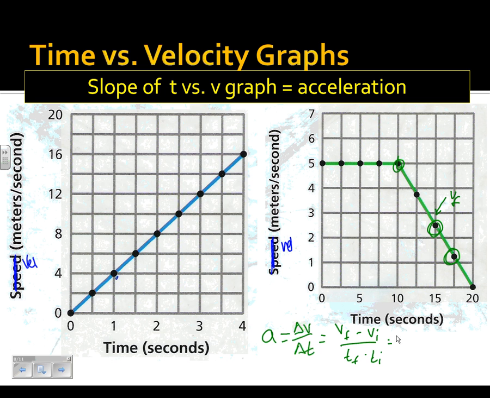What's the velocity at that point in time? Let's say positive 2.5 meters per second, minus the initial velocity, which was positive 5, all over the time frame in which that occurred. The final time is 15 seconds, minus the initial time, which is 10 seconds. So you end up with negative 2.5 over positive 5, and that gives us a negative number, more specifically negative 1/2.